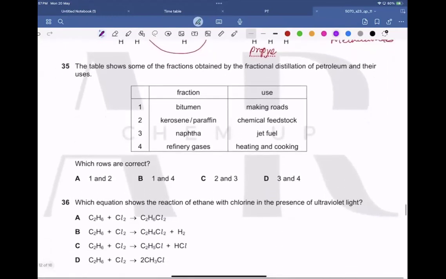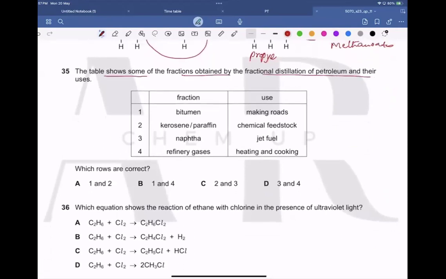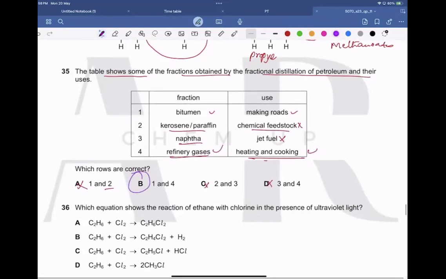Now 35. The table shows some of the fractions obtained by the fractional distillation of petroleum. Okay, bitumen making roads, kerosene and paraffin. For chemical feedstock, no. Naphtha is used for chemical feedstock. Naphtha for jet fuels, wrong. So third goes wrong and two goes wrong. If two goes wrong, A is wrong, C is wrong, D is wrong. So we are left with only B. Refinery gases, heating and cooking. Yes, perfect. So B is the correct answer.